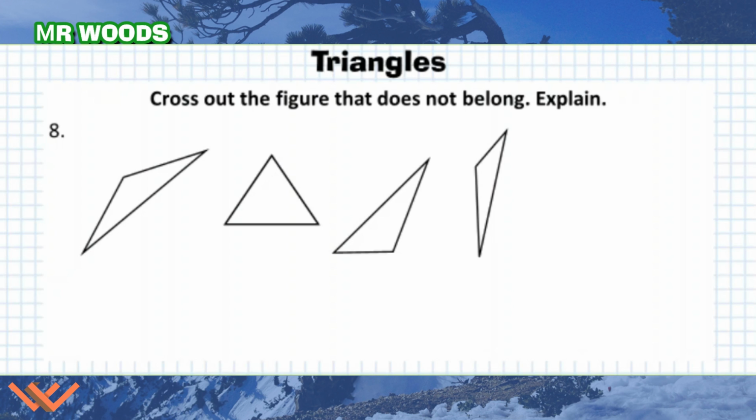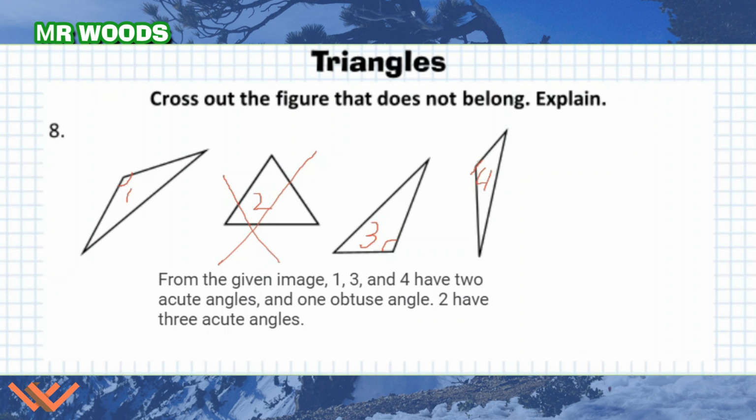Cross out the figure that does not belong, then explain. Well, what do we have here? Well, we have these triangles. So we have triangle number 1, number 2, number 3, number 4. Which one doesn't belong? Well, they all have 3 sides, right? But look at this. I have an obtuse angle here, and those are all acute angles. I have an obtuse angle here and an obtuse angle here. So therefore, triangle number 2 does not belong because it does not have an obtuse angle and it is not an obtuse triangle. Pause the video, write yours down. Welcome back.